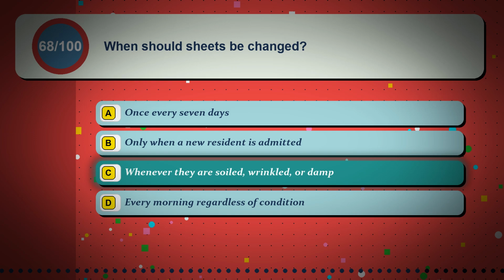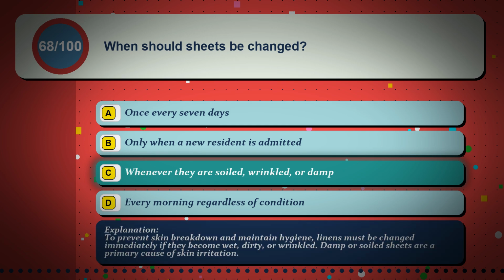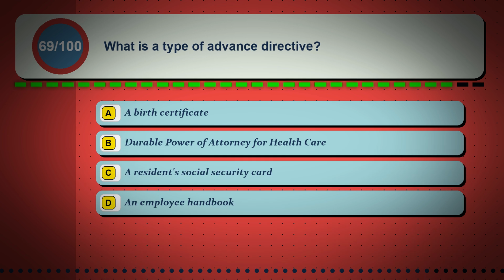The correct answer is option C, whenever they are soiled, wrinkled, or damp. To prevent skin breakdown and maintain hygiene, linens must be changed immediately if they become wet, dirty, or wrinkled. Damp or soiled sheets are a primary cause of skin irritation. Question 69. What is a type of advance directive?